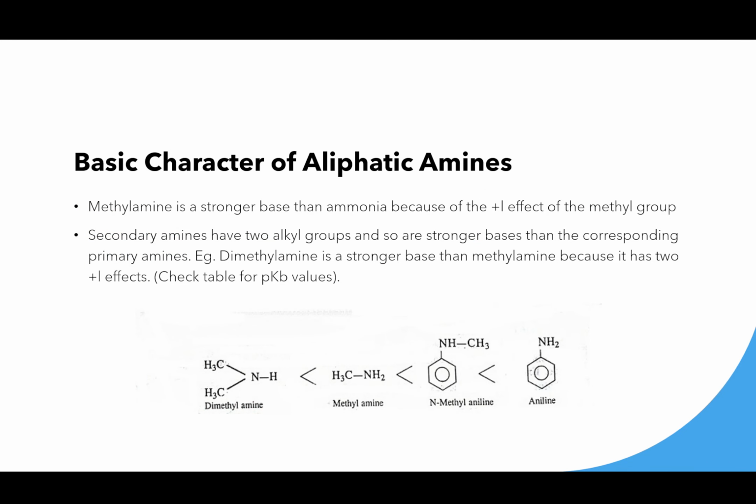So you can clearly see that. The first slide was trying to get you to understand the fact that the presence of a methyl group actually makes the base stronger. And the more you have, the stronger the base.